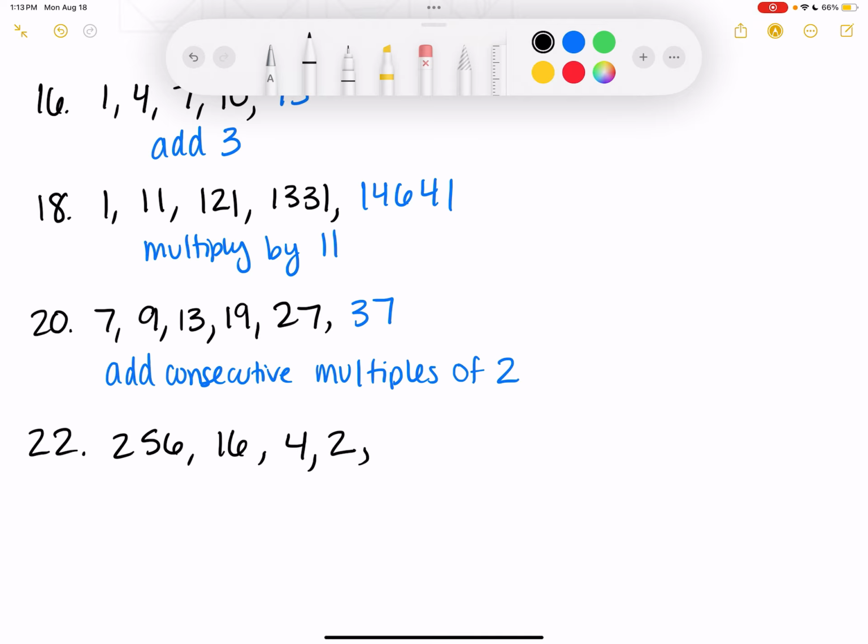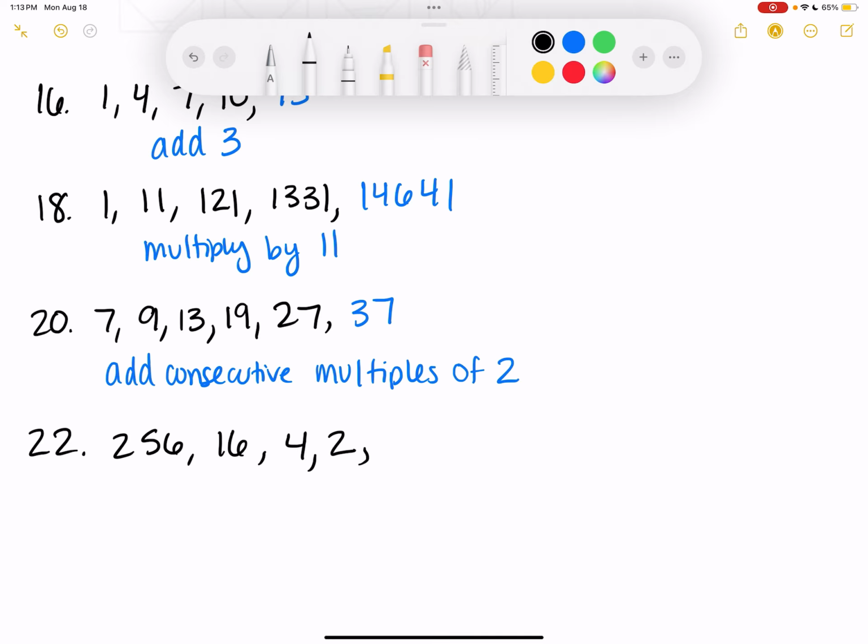It may not be as easy to see going from 256 to 16, but how do I get from 16 to 4? By dividing by 4. How do I get from 4 to 2? Divided by 2. So it's not technically dividing by the same number. Is there another way that you can see how I get from one to the next?